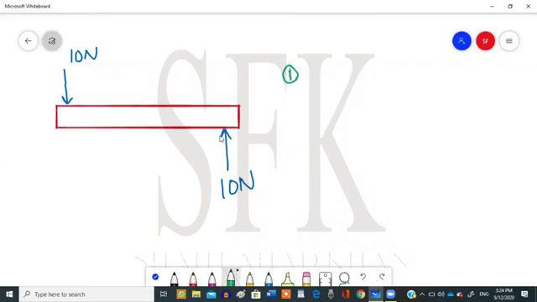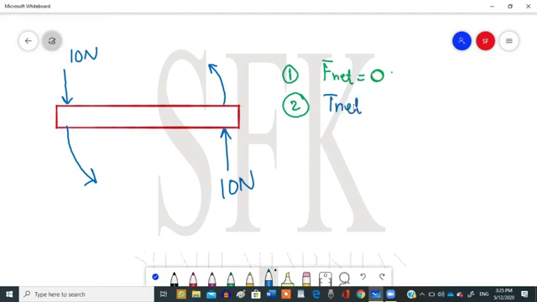According to the first condition, the forces are acting upwards and downwards. Yes, so balanced. Zero, yes. The first condition is satisfied. What about the second condition? Will there be any torque produced in this plank? Both the forces are causing counterclockwise movement, so the net torque is not zero. So this object is not in equilibrium.